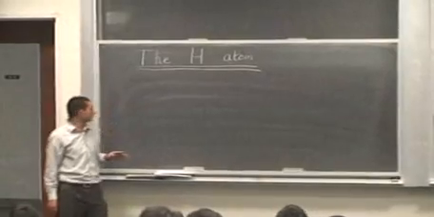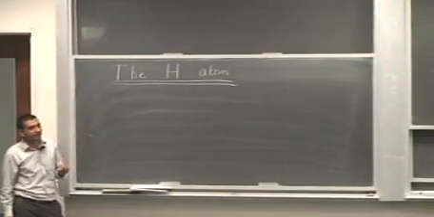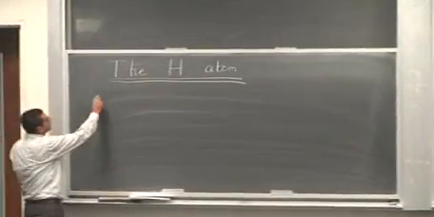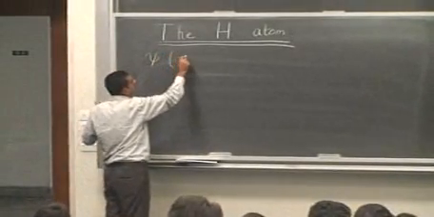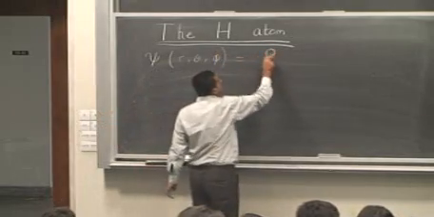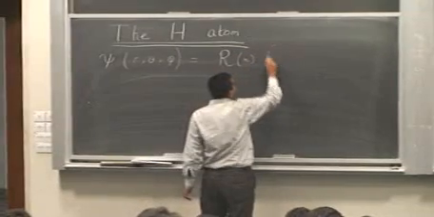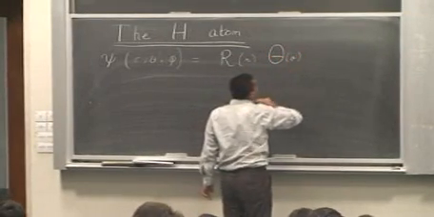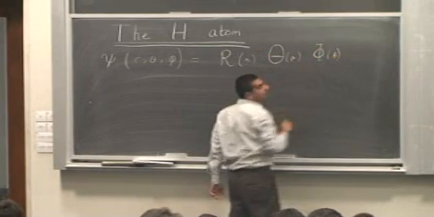I introduce you to the solution of the angular part of the Schrodinger equation for the hydrogen atom. The key is that we could separate the wave function, which depends upon radius, theta and phi, into a radial part which depends only on r, a polar part which depends only on theta, and an azimuthal part which depends only on phi.